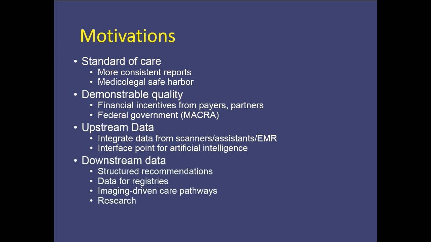And then second, for making data available to downstream systems. So for example, as I said, structured recommendations, data for registries of various kinds, data to drive imaging-driven care pathways, which I think is going to become a more and more important role for us to be playing over time, and then obviously for research, both on our ability to automatically extract these features, but also outcomes research, being able to tune how we're making recommendations for the downstream care of populations as we do so.